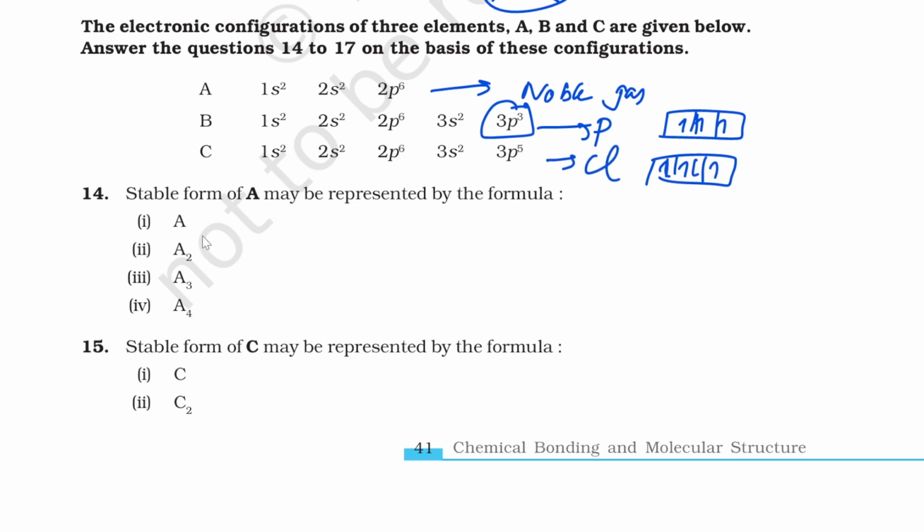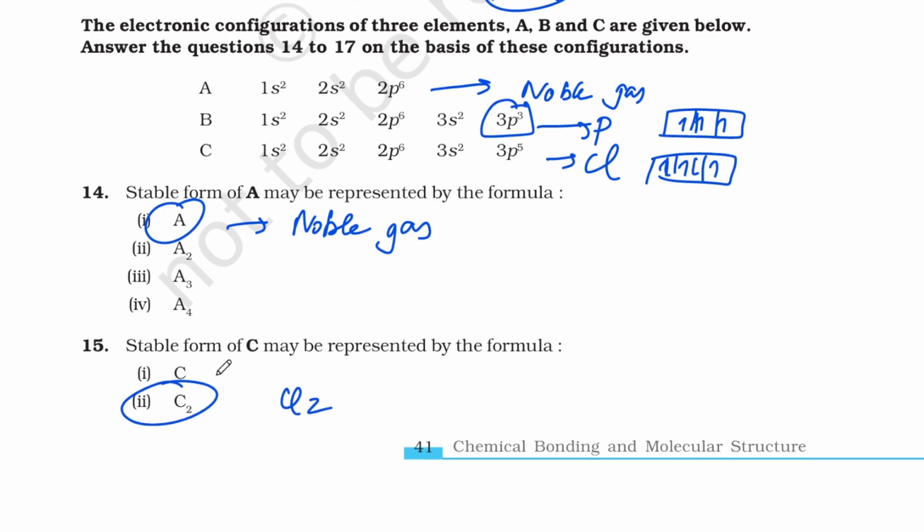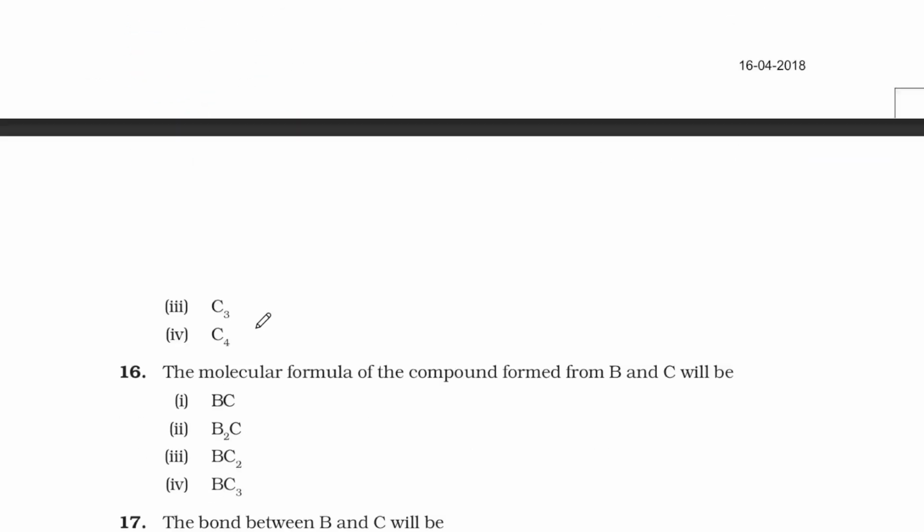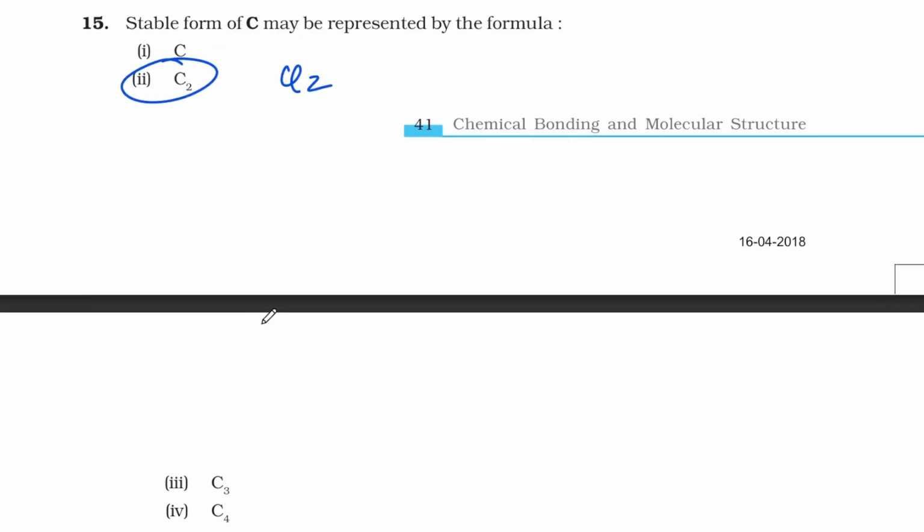Stable form of A is just going to be A, because this is a noble gas. We figured that out. Stable form of C, yeah, chlorine, fluorine, all of them, Cl2. That's a stable form. 15-2. सही है. Comprehension type question. Interesting. Quick ones. 15th हो गया.